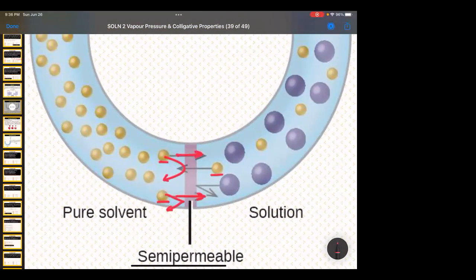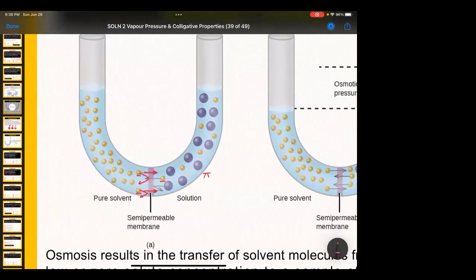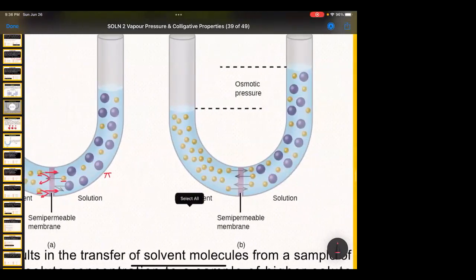So the osmotic pressure is going to appear on this side, and it is represented by pi. Is it clear? So this is the movement of the solvent molecule through the semi-permeable membrane from the pure solvent side to the solution side, or from low solute concentration to the higher solute concentration side. And this movement will keep on rising the level of the solution on the solution side.